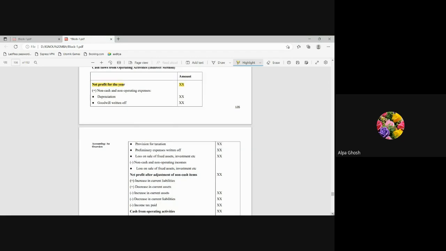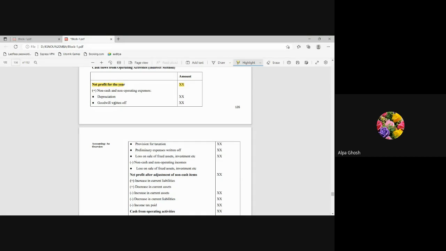Yes, ma. Okay, I have highlighted it. This is the first step, and this amount you are going to take from the profit and loss account in the financial statement. Then the first step is that we are going to add back all the non-cash and non-operating expenses in the balance sheet. Whichever non-cash and non-operating expenses are given in the profit and loss account, we need to add back in order to find out the actual cash flow.